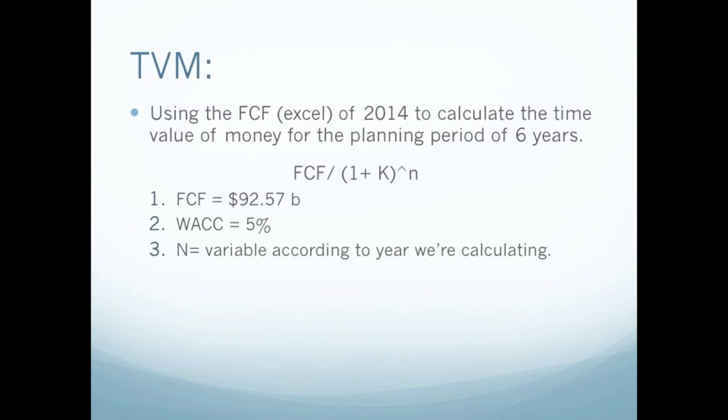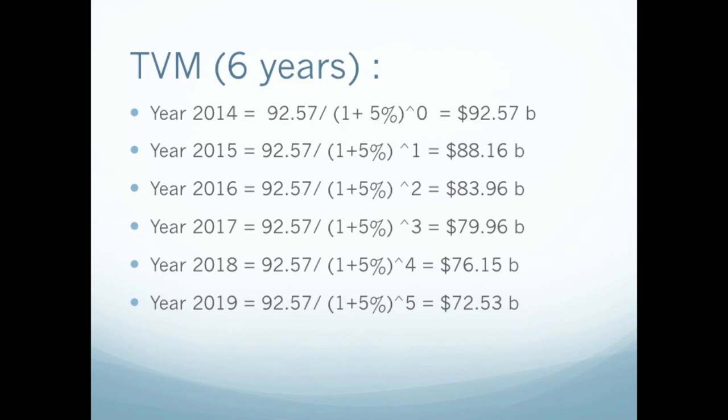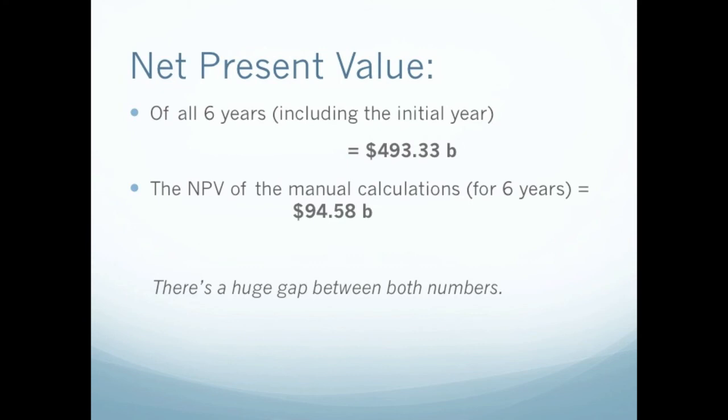However, the calculations varied. Since the free cash flow is different, the discounted cash flow will also be different in both methods. The automated calculation resulted in a net present value of $493.33 billion for a period of 6 years, including the initial year. However, the net present value of the manual method included the time value of money for a period of 6 years only and was $94.58 billion, including the initial year.